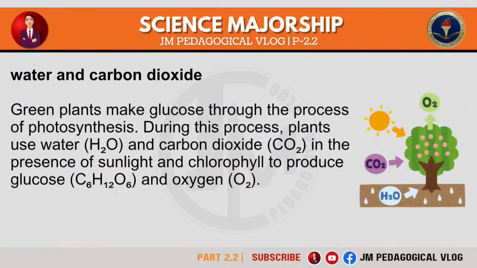Green plants make glucose through the process of photosynthesis. During this process, plants use water, H2O, and carbon dioxide, CO2, in the presence of sunlight and chlorophyll to produce glucose, C6H12O6, and oxygen, O2.